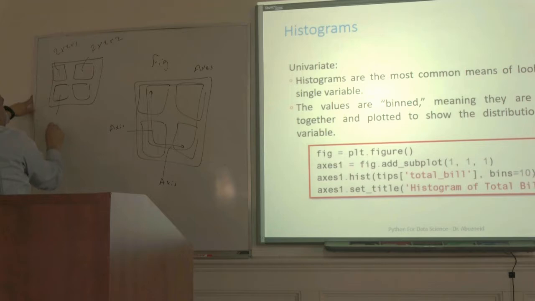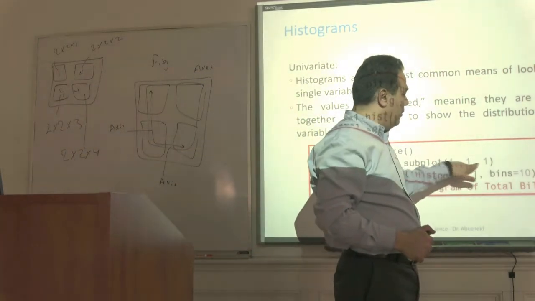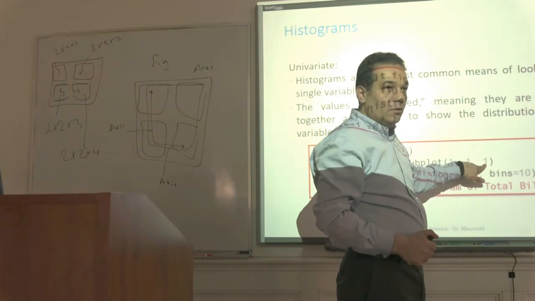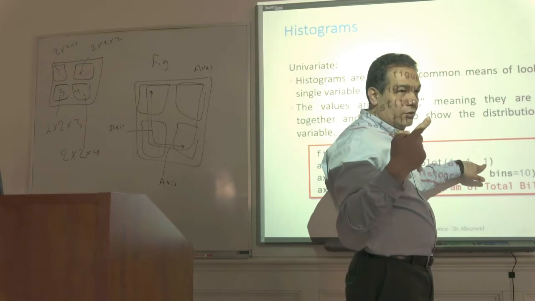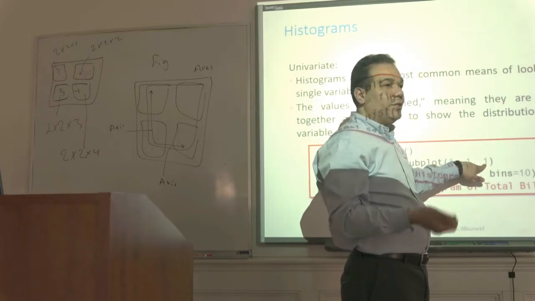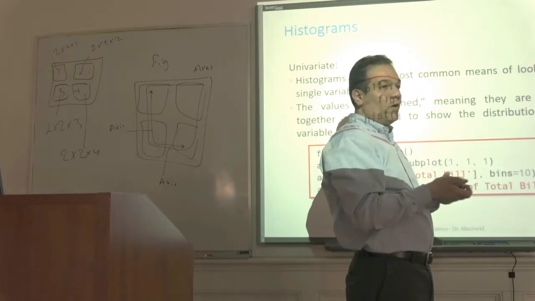How about this one? 2 rows times 2 columns, the location is 3. And this one, 2 rows times 2 columns, the number is 4. 1, 2, 3, 4. When I say 1, 1, 1, that means 1 row, 1 column, and the number is 1. So this figure has 1 axes. And how many plots does it have? 1. One axes cannot have more than 1 plot.